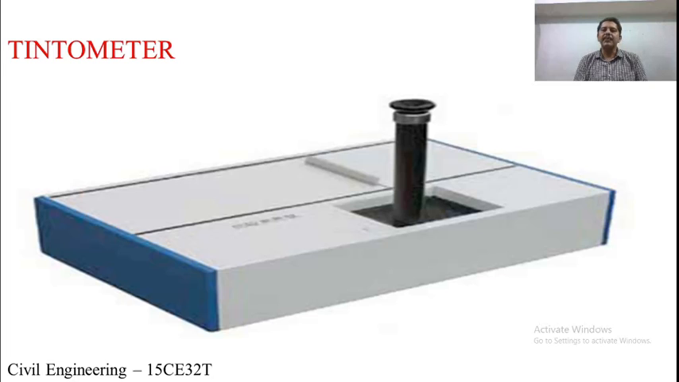So from the eyepiece we compare: one hole is reserved for the sample to be tested and the other hole is for the standard colored specimens. From the eyepiece we observe the 2 samples until a matching color is found, and that's how we calculate the color from the tintometer. So this is called the tintometer, which is used to measure the color.